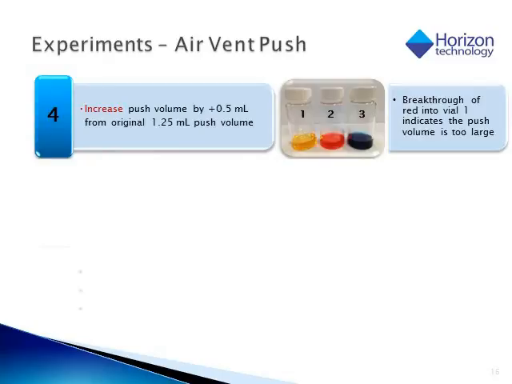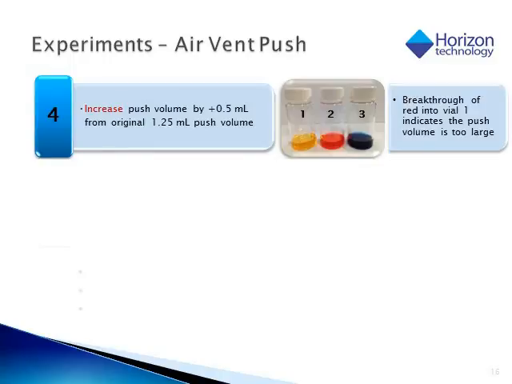So with the elution solvent selected and allowing for elution of yellow, red, and blue, the next experiment for optimization was to adjust the air vent push. And you wouldn't think that this would be as big of a deal as it actually is in terms of isolating out the different colors.